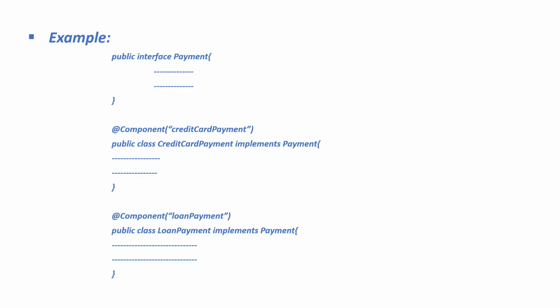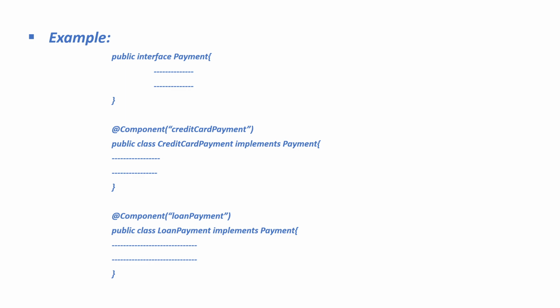Let's look at the example. We have the payment interface. Here I have the payment service, and I have implemented two child classes from that payment. One is credit card payment, and another one is loan payment. So here, credit card payment and loan payment are two beans of the same type. These two beans belong to the same type, payment.